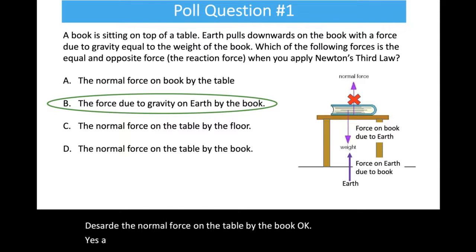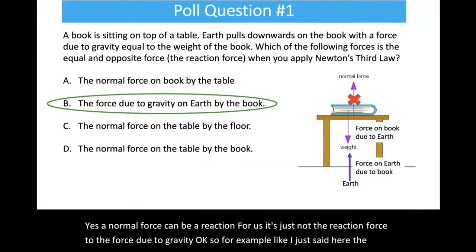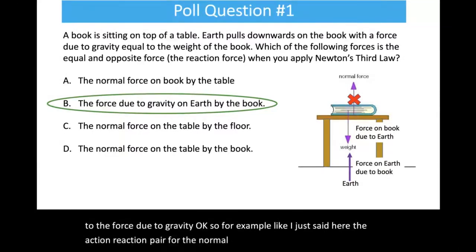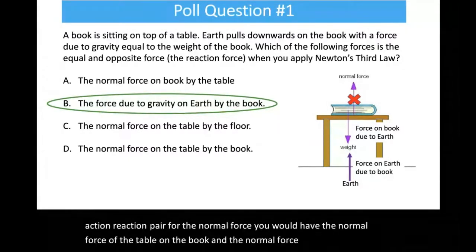Yes, a normal force can be a reaction force. It's just not the reaction force to the force due to gravity. Okay, so for example, like I just said here, for the action-reaction pair for the normal force, you would have the normal force of the table on the book and the normal force of the book on the table.